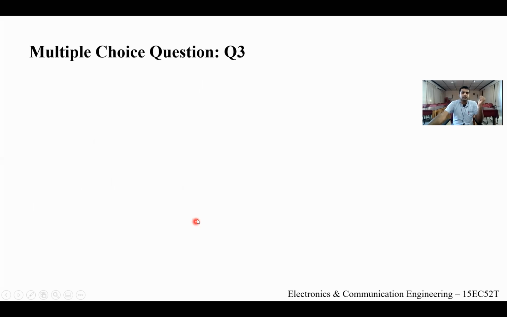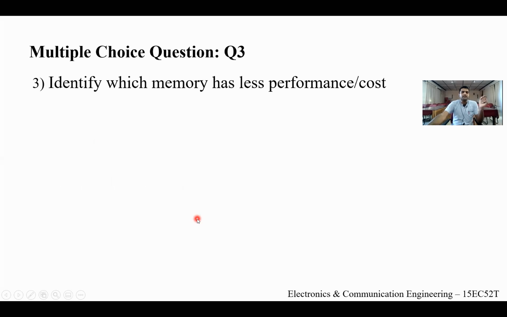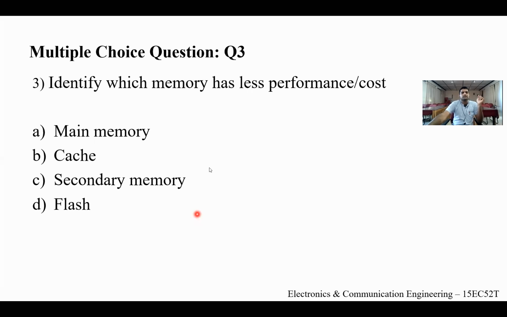Third question, identify which memory has less performance or cost: main memory, cache, secondary memory, flash. In the memory segment, the cache is the highest cost memory. The small size and performance is higher. Main memory is in between and secondary memory has less cost and less performance. The answer is C, secondary memory.